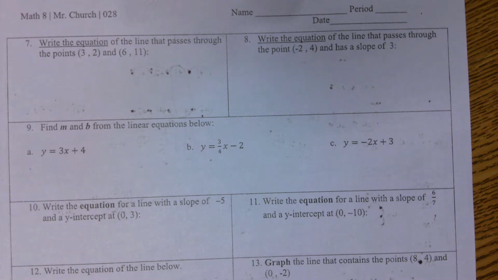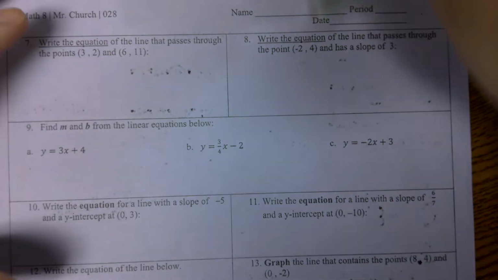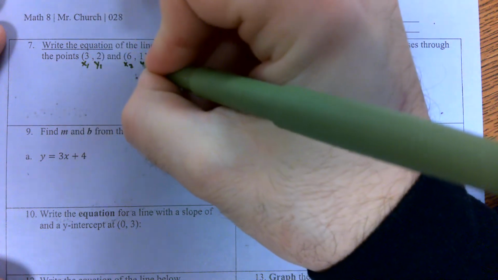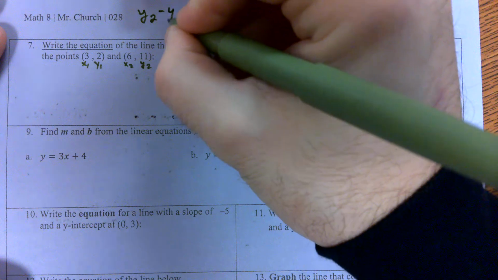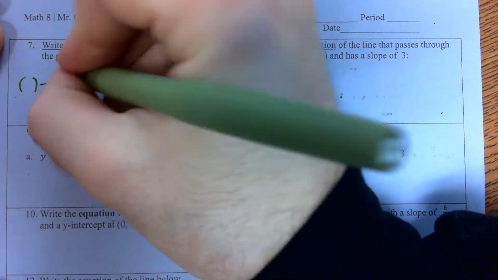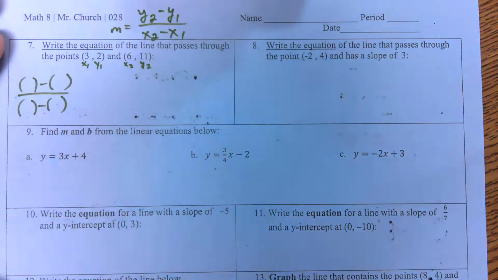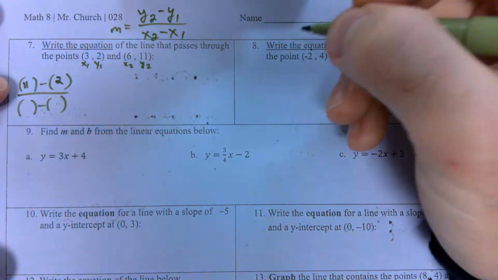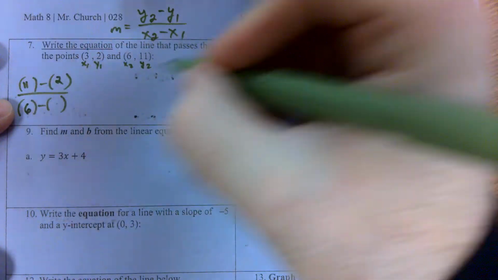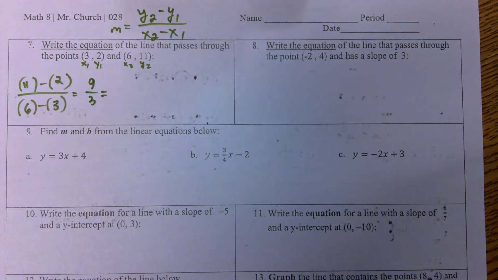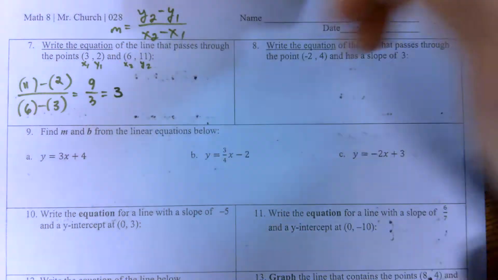So now we're going to write the equation of the line that passes through the points (3, 2) and (6, 11). To do that, we're going to have to first find the slope. Let's label x1, y1, x2, y2. Let me write our slope formula up here just in case we forgot. All right, y2 minus y1 looks like 11 minus 2. x2 minus x1 looks like 6 minus 3. We get 9 over 3, which just simplifies to 3.